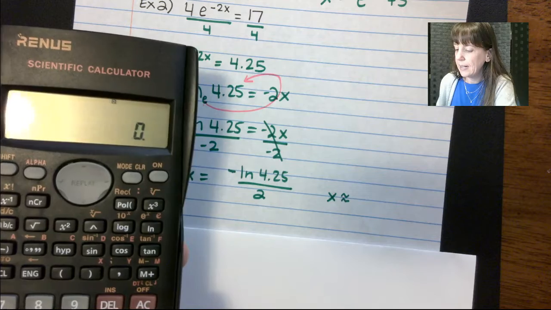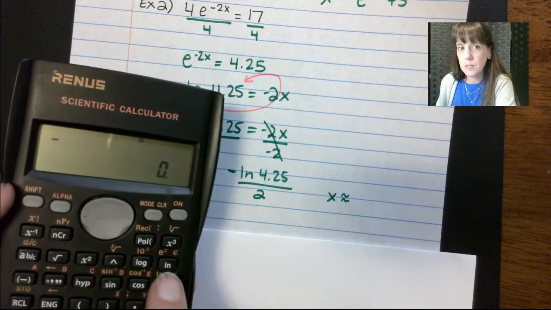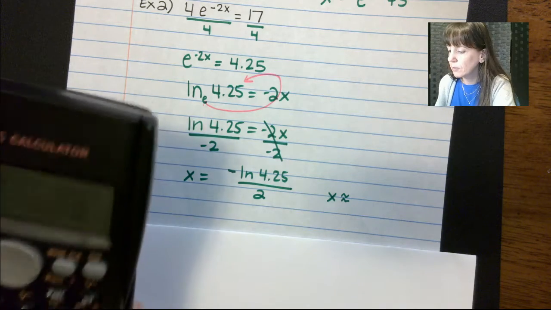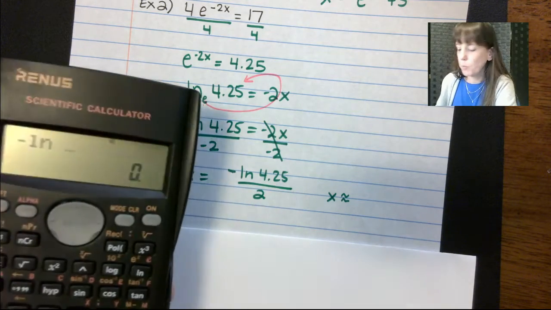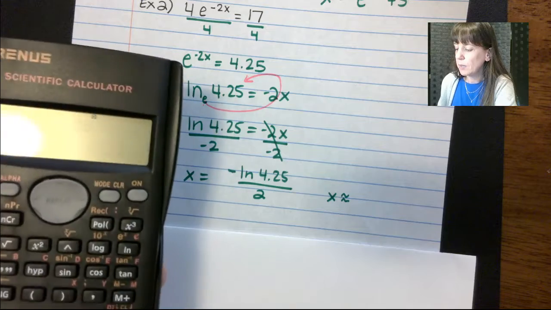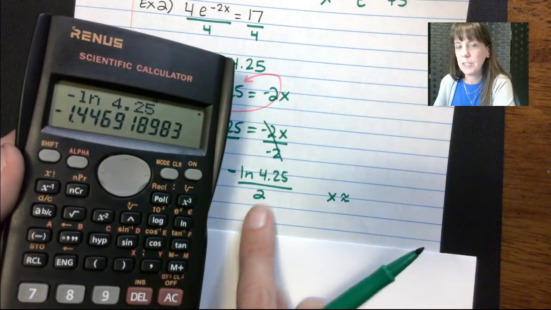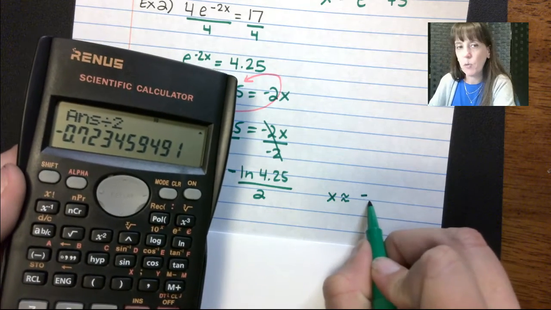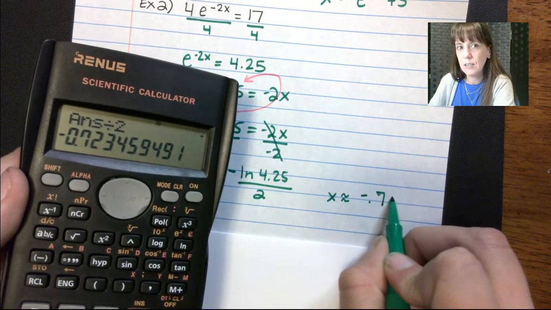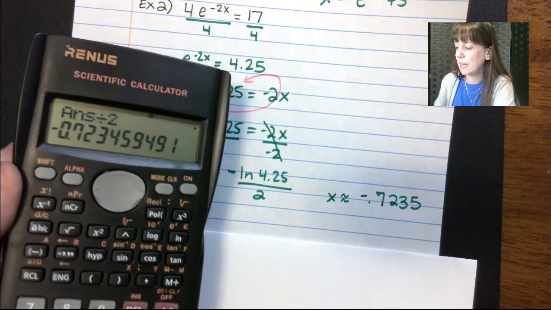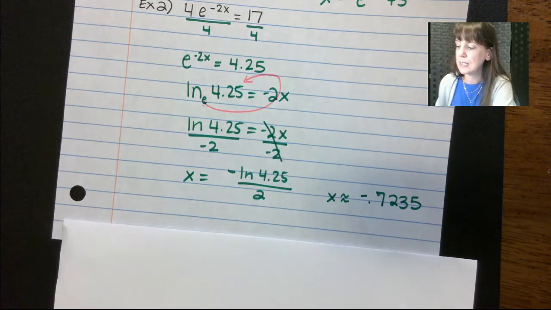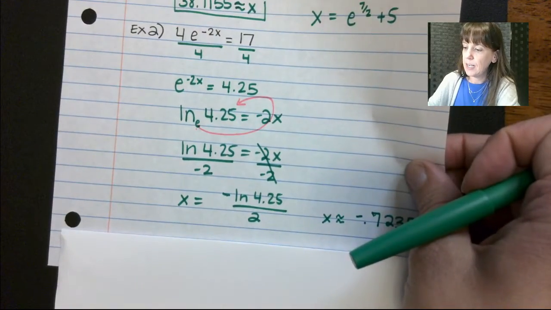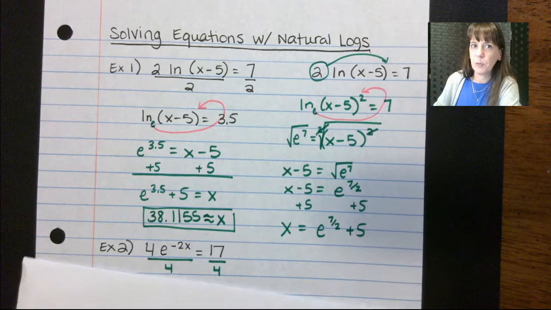So negative, shift log, or sorry, not shift, just regular natural log. That's what I meant. 4.25. Whatever that is, we're going to divide that by 2. So divided by 2, we end up with negative 0.7235, because again, I want to round. So negative 0.7235. Good.